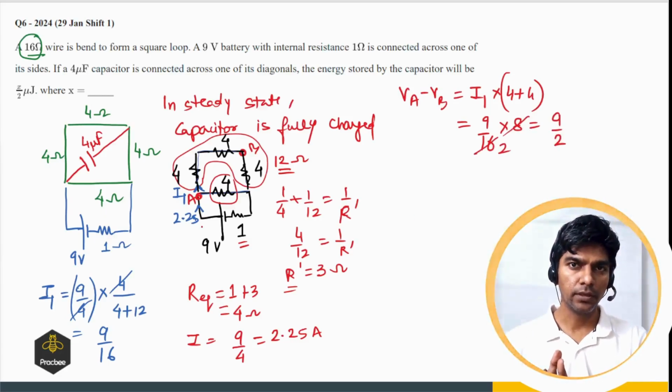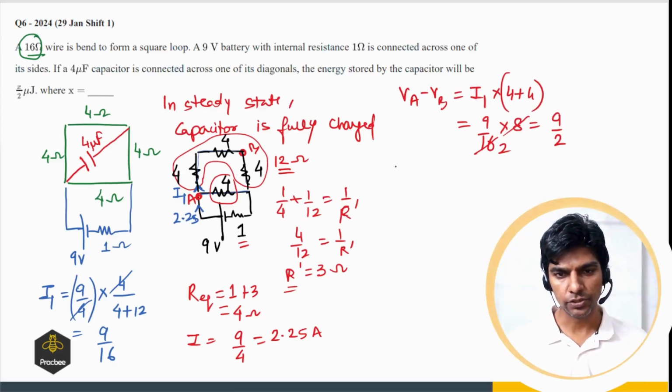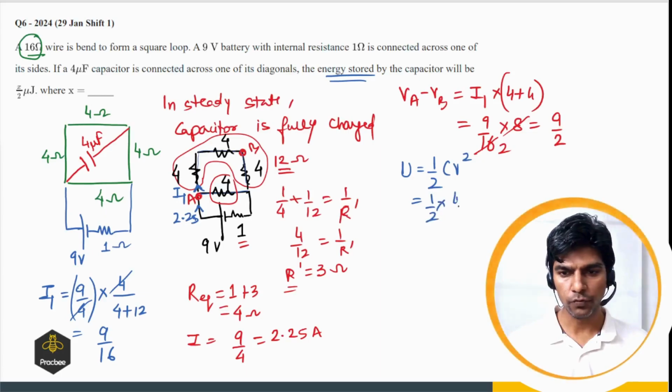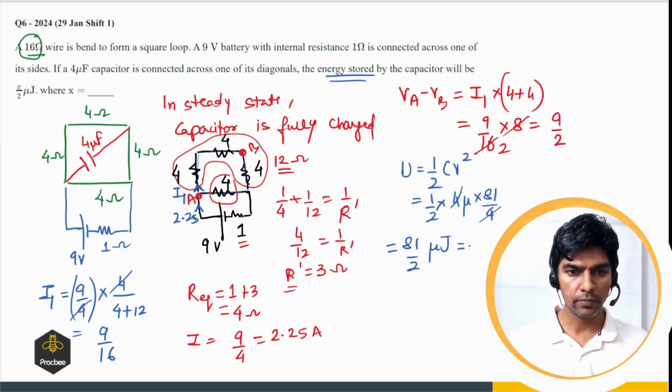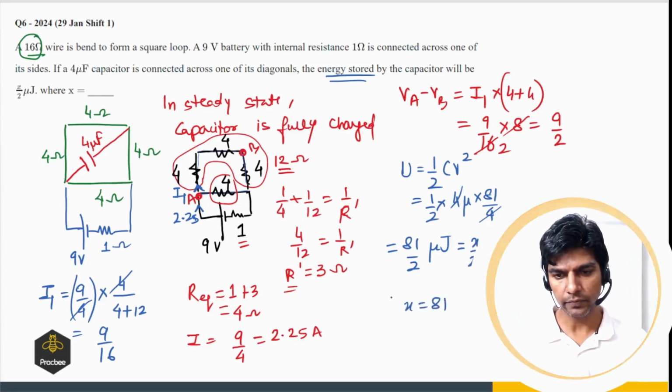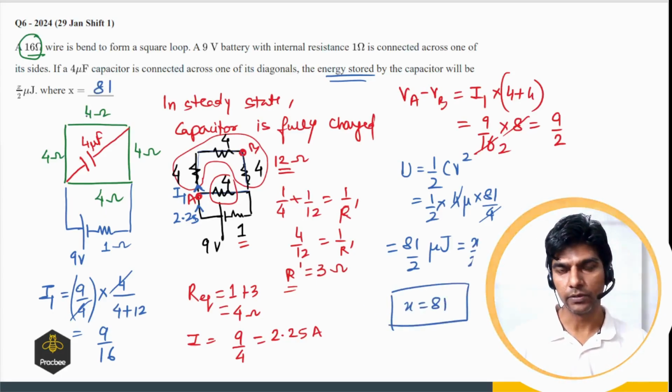Now that is the potential difference across the capacitor, and we have to find the energy stored. So the energy stored will be half CV squared, and half C is 4 microfarad and V is 9 by 2, so that will be 81 by 4. So 4 will get cancelled out. So the energy stored will be 81 by 2 microjoules, and we are given the energy stored as x by 2 microjoules. So if we compare, x comes out to be 81. So the answer will be 81.